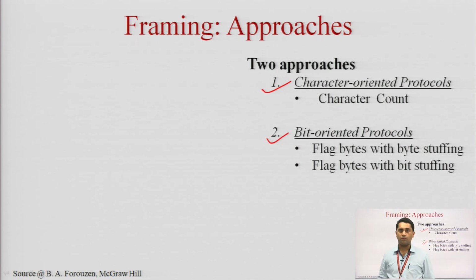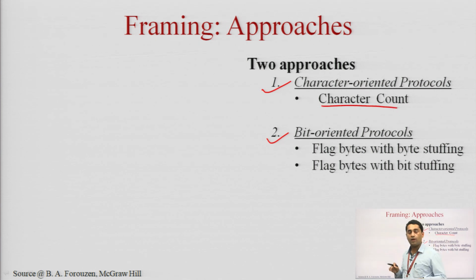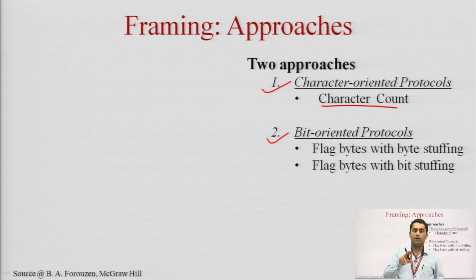Character oriented means we are adding some meaningful character. In case of bit oriented, we are adding some bits which we will remove later on, which are of no use, just to identify. But in character oriented, we are adding some character as a counter, which represents, like, the first frame will carry 2 words. So here I am notifying you that in the first frame there are 2 words.